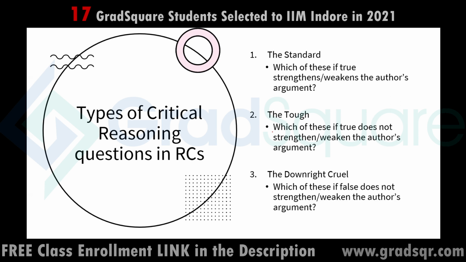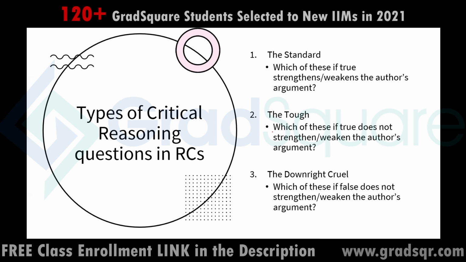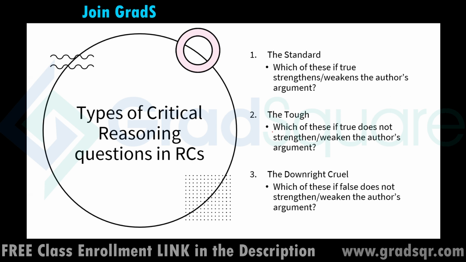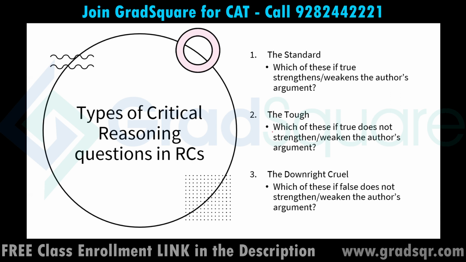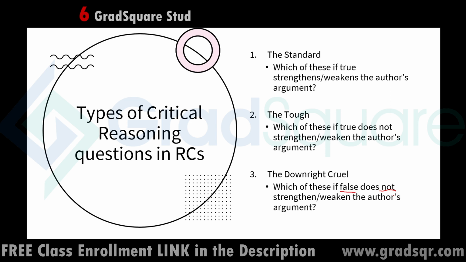And finally, the downright cruel type of critical reasoning questions that you can get inside a reading comprehension exercise is going to look like this: which of these, if false, does not strengthen or weaken the author's argument. The problem with these questions is that there's a double negative. Which of these, if false, does not strengthen the author's argument?